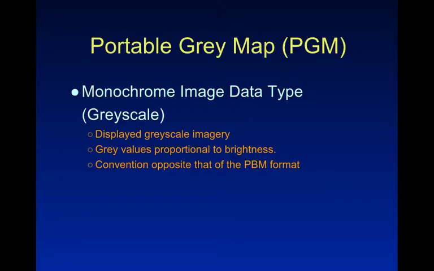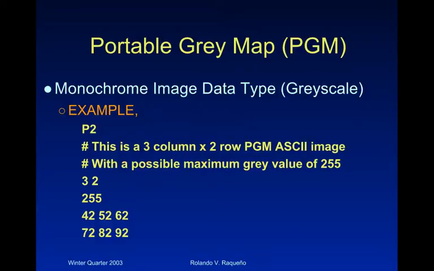So keep in mind that the PGM is meant for display, so that low values are dark, versus low values in PBM are white, because the first one that we talked about is meant for printing and depositing ink, whereas PGM is meant more to specify a display, and the gray levels are proportional to some brightness. And as I mentioned, that's kind of opposite of the PBM format.